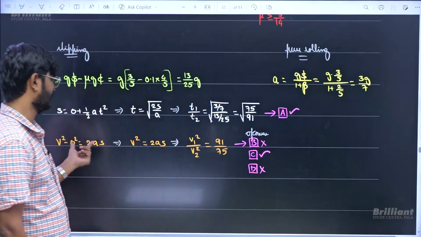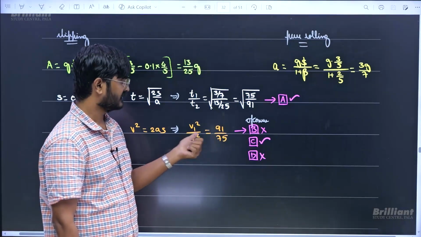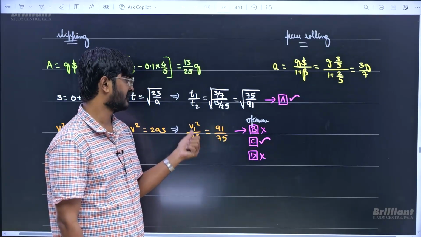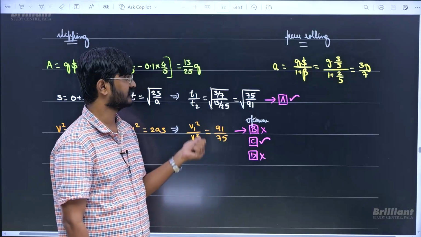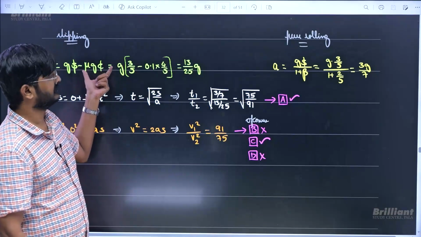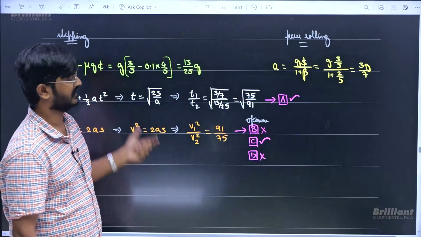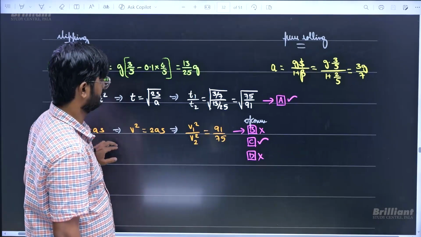Now I don't have to do option D, because if you substitute v equals r omega, option D will turn out to be correct, but v is not equal to r omega in this case. In this case v equals r omega, but in this case v is not equal to r omega. So option D, I don't have to calculate, I can say it is wrong.